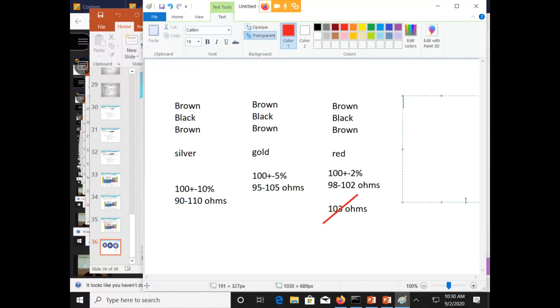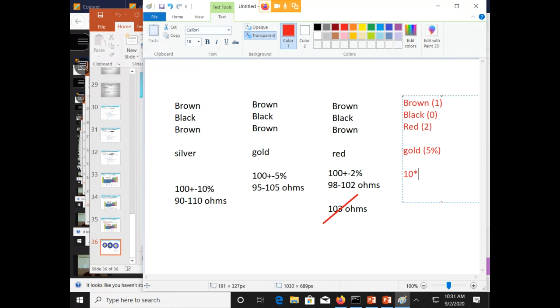Okay, so let's say that I had brown, which is 1, black, which is 0, and then the multiplier was red. Okay, and then the fourth band was gold, which is 5%. Okay, so what that would say is we have a 1, 0 times, oops, I'm sorry, that red was incorrect. Red was 2, sorry about that.